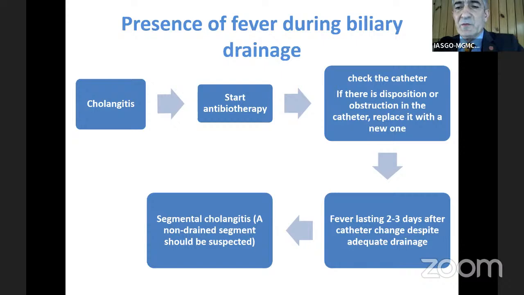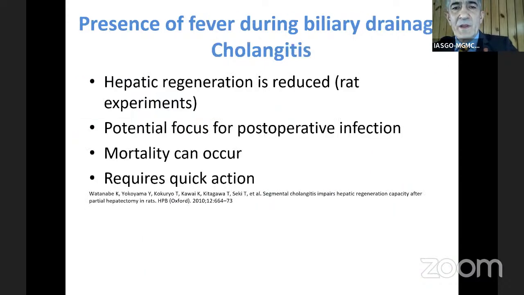If fever lasts more than 2 to 3 days after catheter change, despite adequate drainage, segmental cholangitis should be suspected. For a non-draining duct, another catheter should be put inside that duct. Hepatic regeneration is reduced by cholangitis, and it is a potential focus for postoperative infection and mortality and requires quick action.